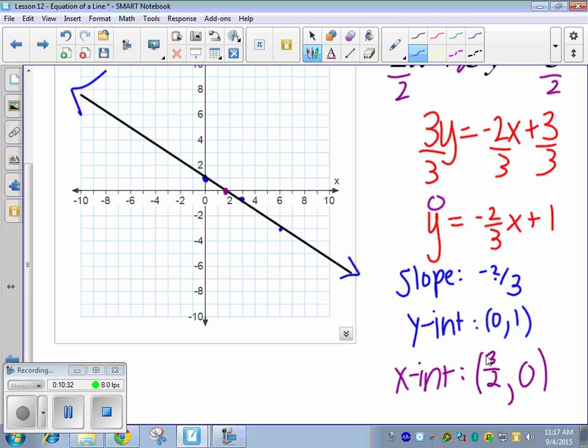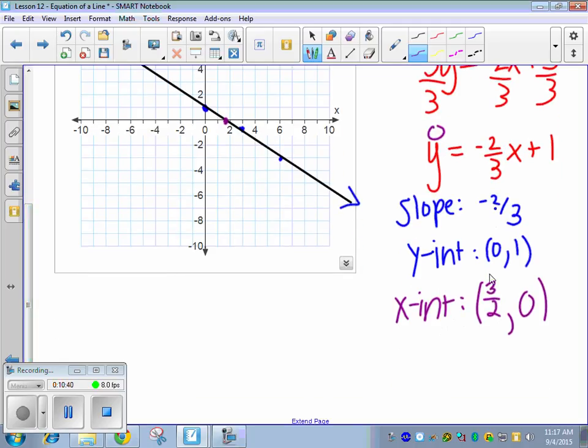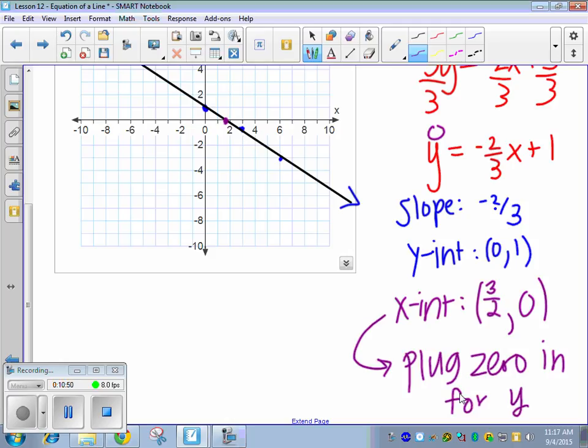I would not have known that by the picture. I had to do it by plugging 0 in for y. So you can always use that as a way to find the x-intercept. In fact, you should write this in your notes. Plug 0 in for y. You can also find the y-intercept by plugging 0 in for x. So they're opposites, okay? All right.